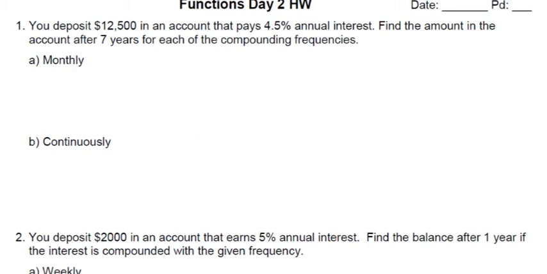It says you deposit $12,500 in an account that pays 4.5% annual interest. Find the amount in the account after 7 years for each of the compound frequencies. So the important numbers here are 12,500, 4.5%, and 7 years. This would obviously be my rate, so that's R. 7 years would be my time.